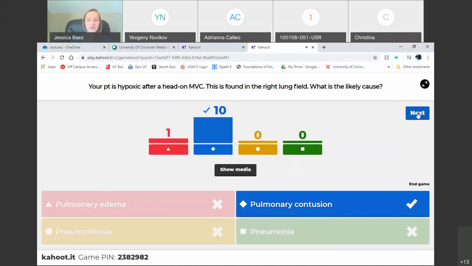Nice job. So this question was just to highlight that B lines in and of themselves don't mean pulmonary edema. You have to put it in the context of the patient. So in trauma, typically that is a result of pulmonary contusion instead of pulmonary edema.